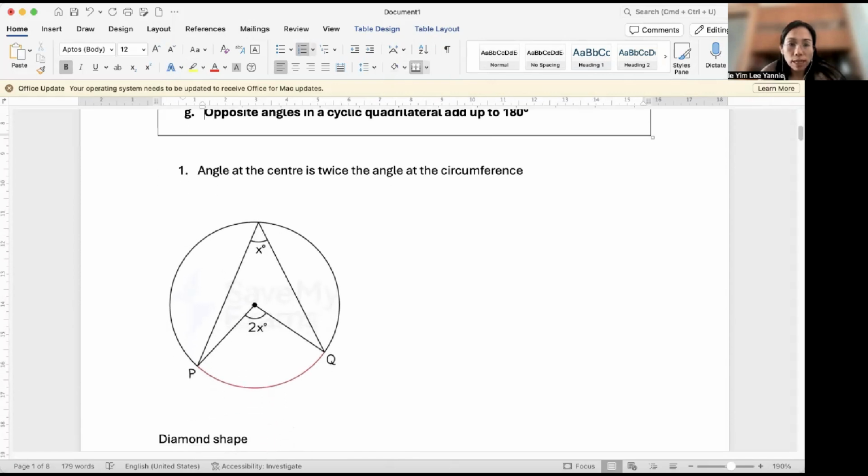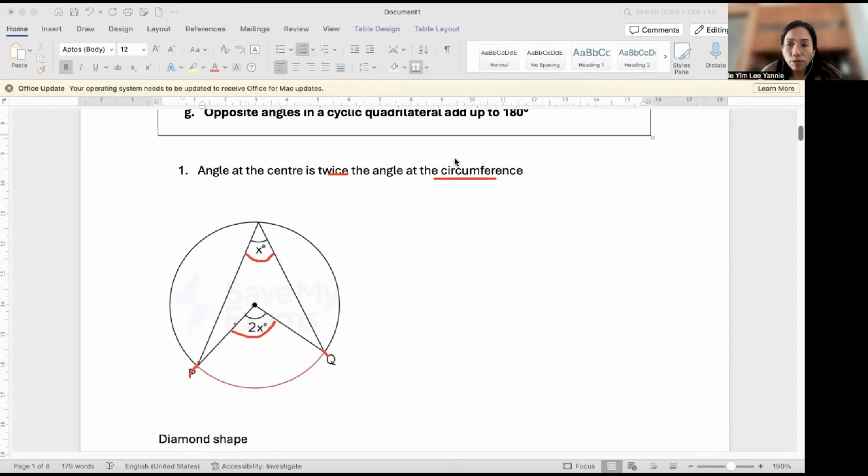For the first one, that will be the angle at the center is twice the angle at the circumference. Now this one I would say is pretty easy. Just imagine this: for the same chord, one segment goes to the center while the other one goes to the circumference. This is very easy to determine. As you can see, the one that goes to the circumference has a smaller angle than the one that goes to the center. So the one in the center will be twice the angle of the one in the circumference.